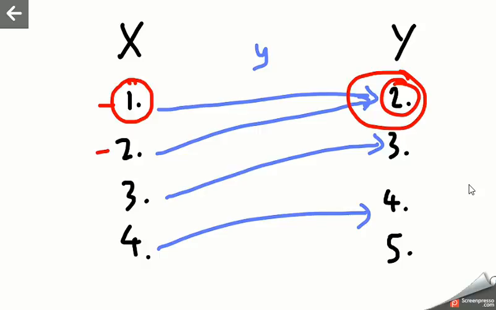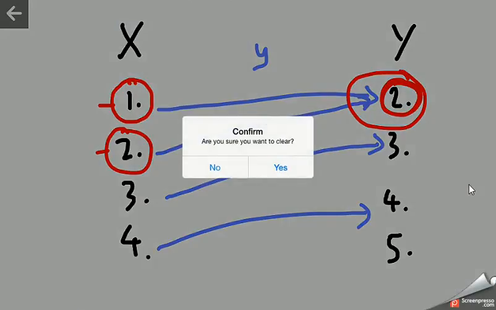So the input number 1 gets sent to the output number 2. That's only 1 output. Similarly, the input number 2 gets sent to the output number 2. Again, that's only 1 output for each input, even though they both get sent to the same output. So that's fine. Don't worry about that. What we should be worried about is something like this.